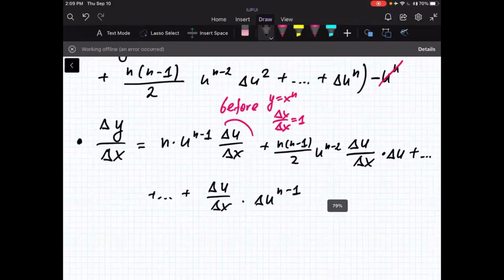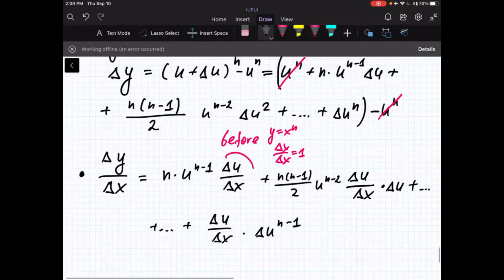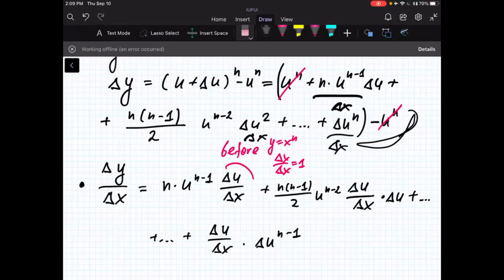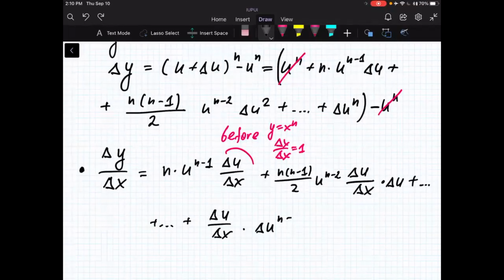Okay, so I just divide the whole expression that I obtained here by delta x. Since it's a sum, I can divide just term by term, and then write it in such a way. Delta u to the power n minus 1.